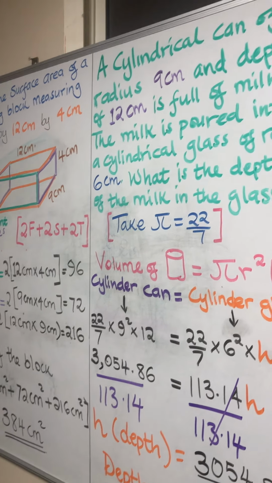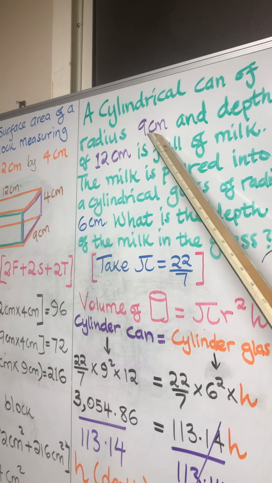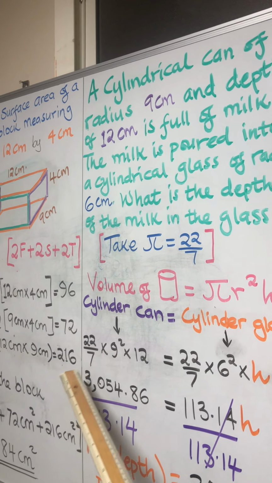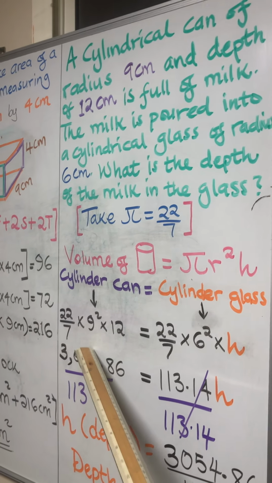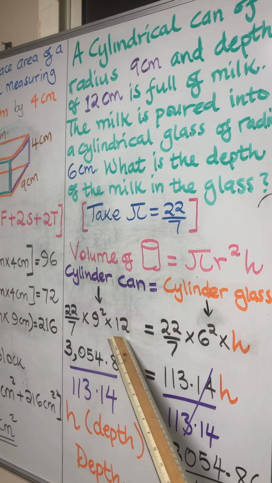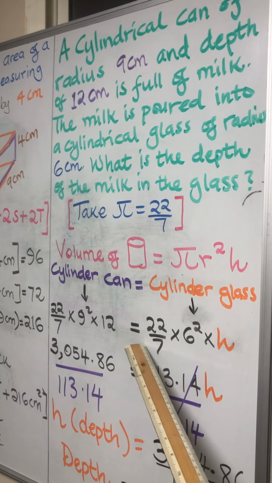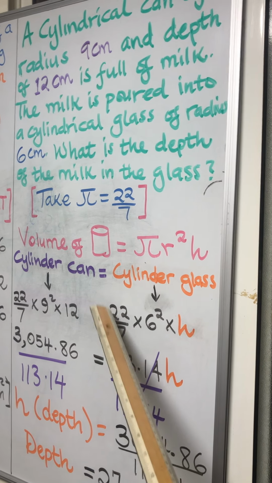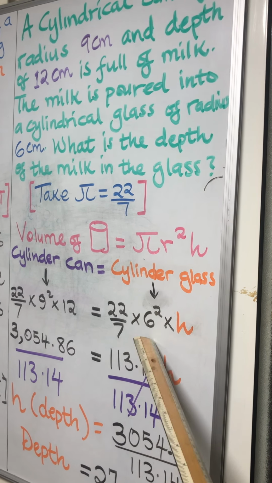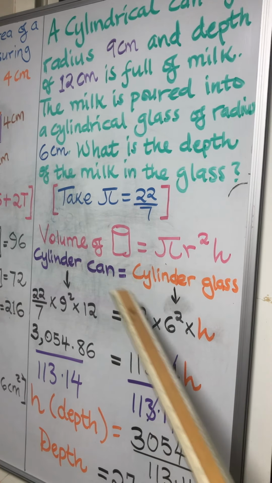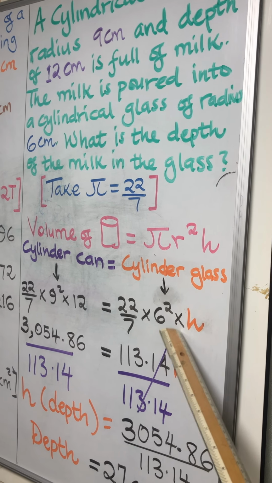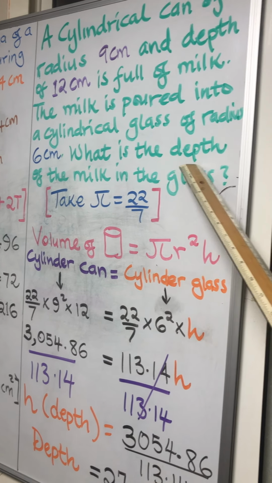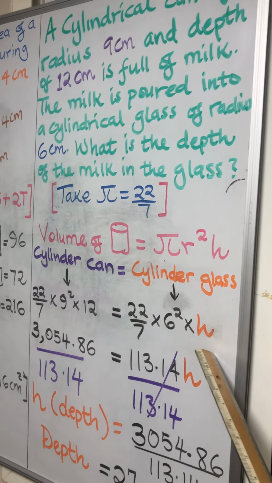So I'm going to slot in the information that I have. Now for the cylindrical can, we are given the radius as 9 centimeter and the depth or the height as 12 centimeter. So I'm simply going to take 22/7 times 9 squared times 12, okay? Which is equal to the cylindrical glass. Now the cylindrical glass, the information I have is the pi, which is 22/7, times the radius, which is 6. We are going to put it 6 squared, times the height, which I don't have, the depth that we are supposed to calculate, okay? So I'm just going to put a h in that case.